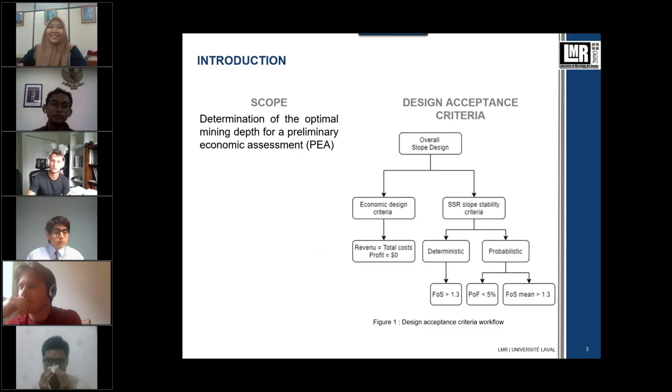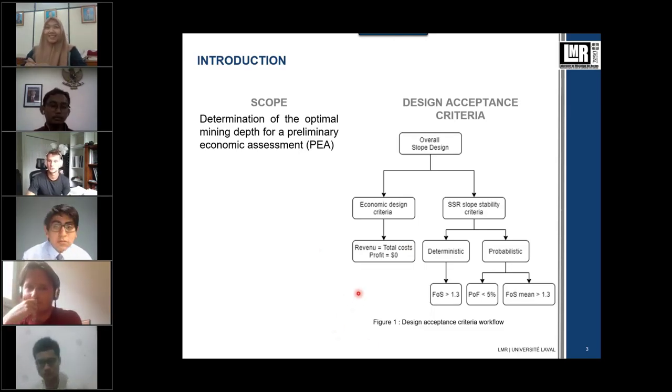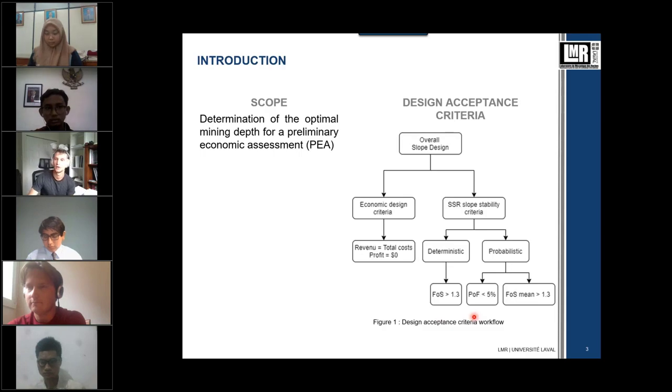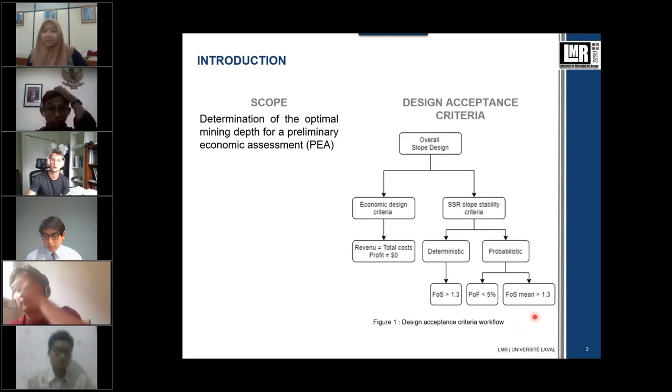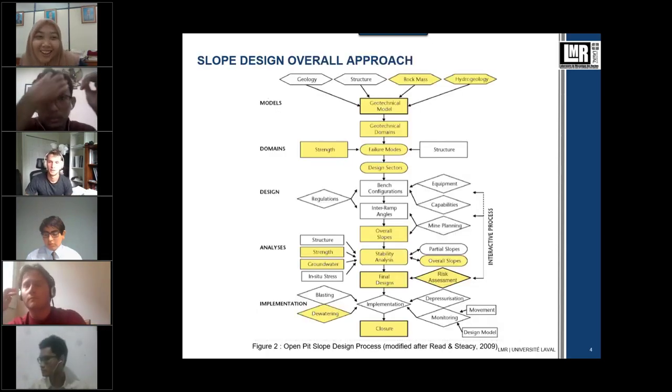The economic design acceptance criterion is that the total income from the mine ore must equal the total operating cost, so a profit of 0, as you can see here. And the slope stability analysis must respect a factor of safety greater than 1.3 on a deterministic approach, and both a probability of failure smaller than 1.5 and a mean factor of safety greater than 1.3 on the probabilistic approach.